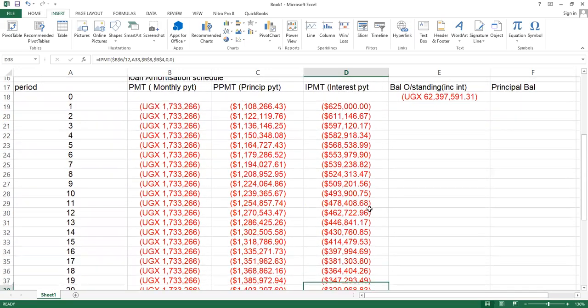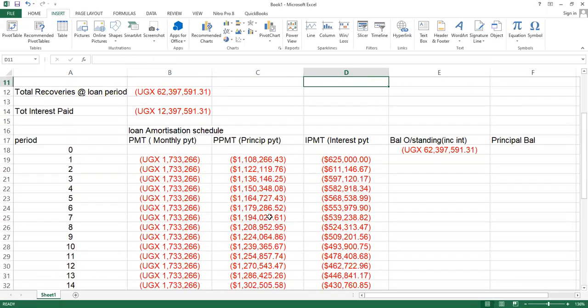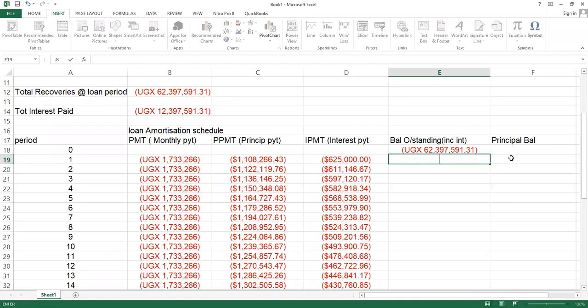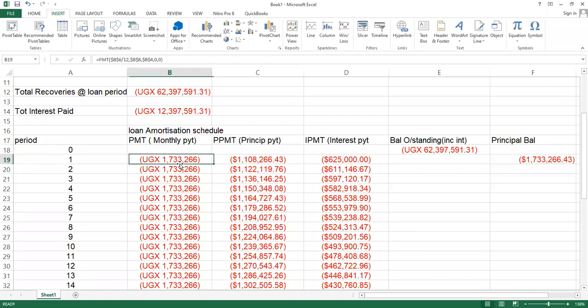And remember, I told you that if you get the monthly payment, the principal for each month plus the interest for each period, okay, you should get the monthly payment. For example, if I sum up these two, let me sum them up here. I'm adding this one, interest plus principal. You see, I get the same amount.